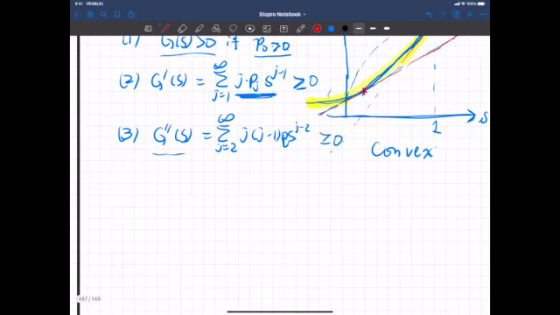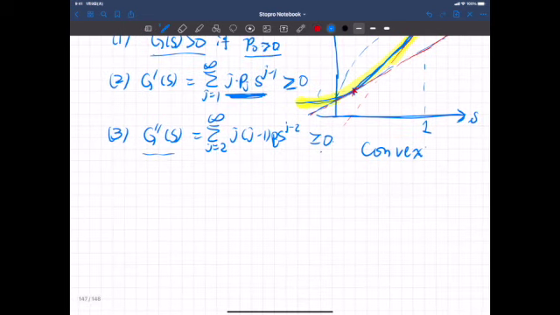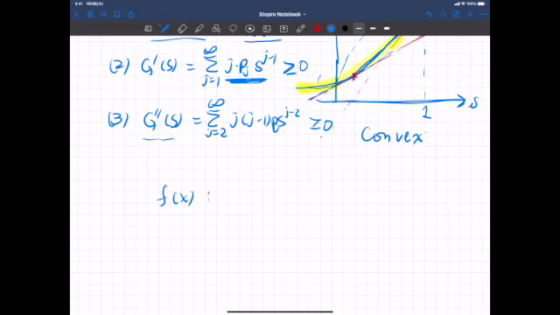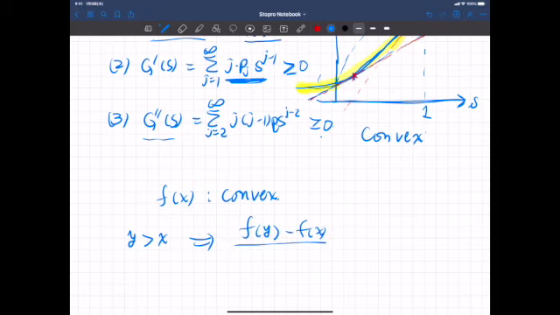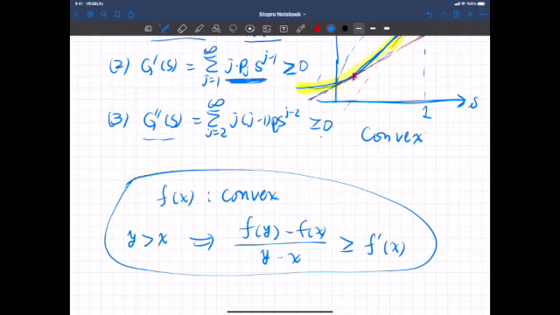Okay, so in general, you should prove this property. If a function f is convex, then we have the following property. If y is greater than x, then (f(y) minus f(x)) divided by (y minus x) is greater than or equal to f prime of x. So this is a general property of a convex function, which we will exploit later.